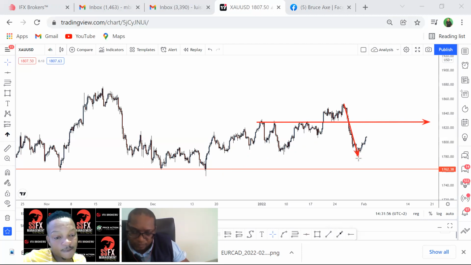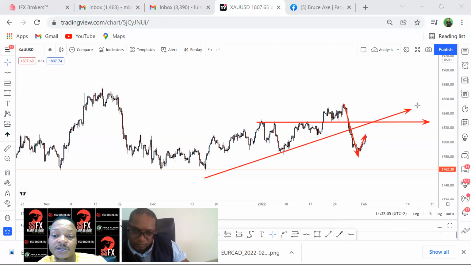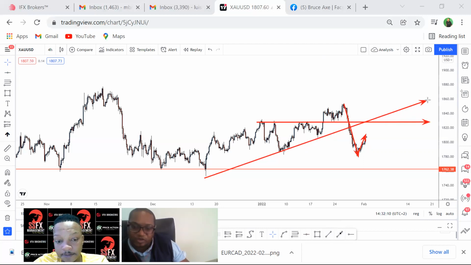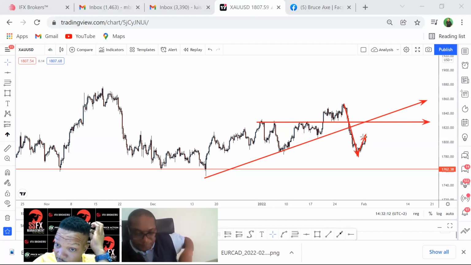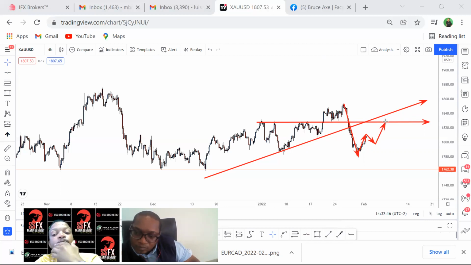If it's your resistance, it's no longer your support. So price should go back to test that resistance. It didn't only break the resistance and the support, it also broke the trend line. So it's going back to test, obviously. Then from there, we saw it going down to that demand zone that you just identified. Simple as that.